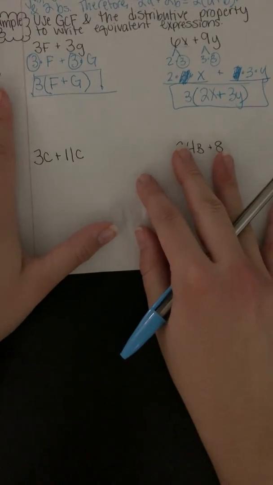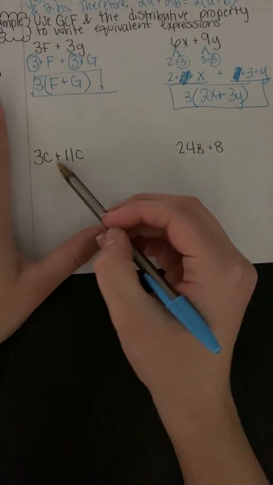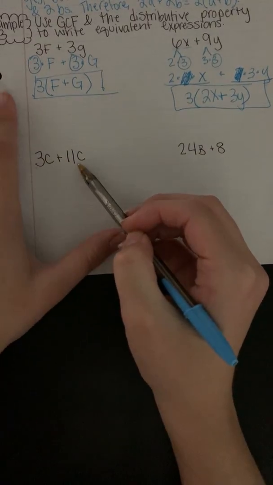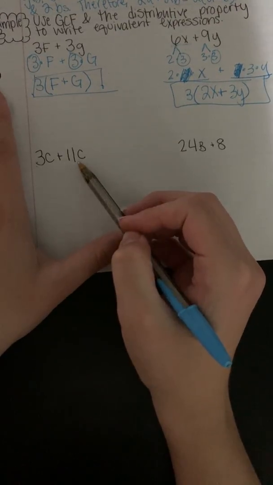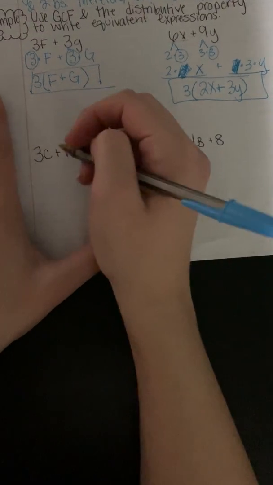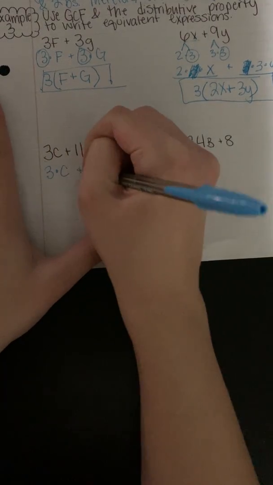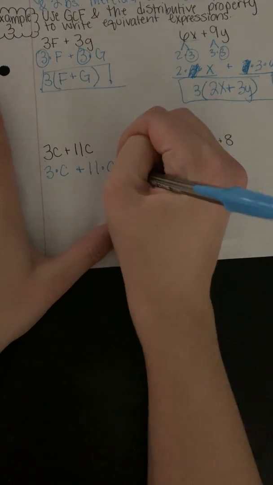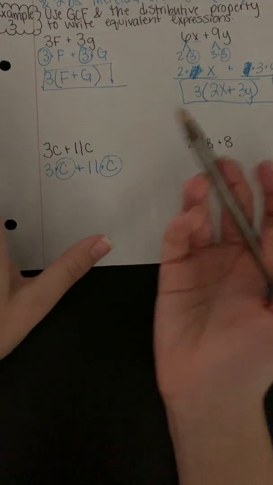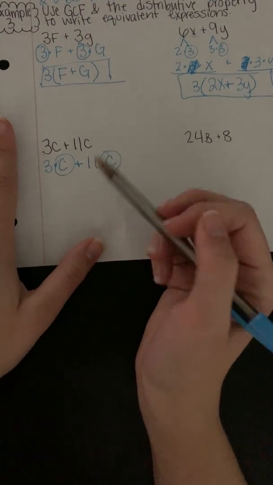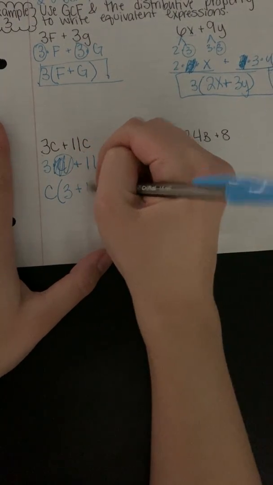All right. 3 times c plus 11 times c. Is there a greatest common factor in this problem? Well, let's expand it out and see. This would be 3 times c, and I'm adding that to 11 times c. Hey, I see a c in each side. So sometimes your variable can be your greatest common factor. I'm going to pull the c out and put that as my GCF. C times, and what am I left with? I used that. 3 plus 11.